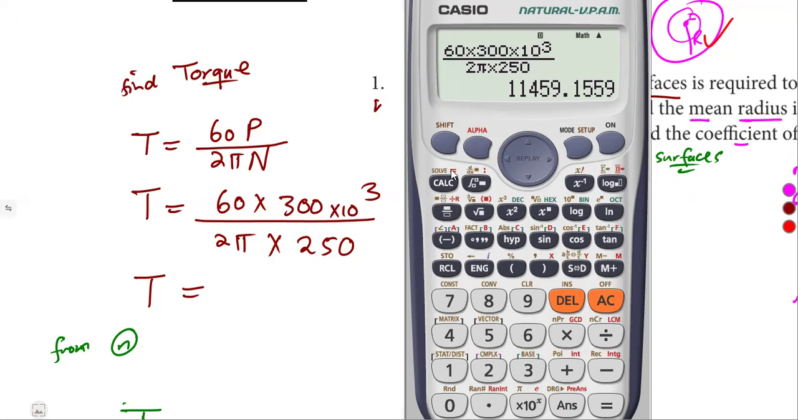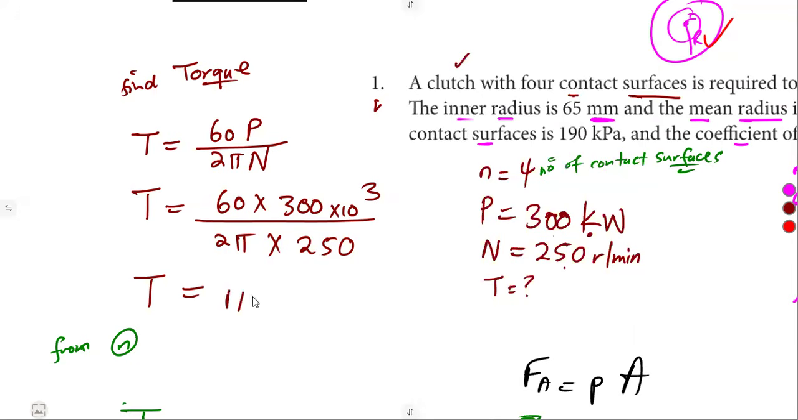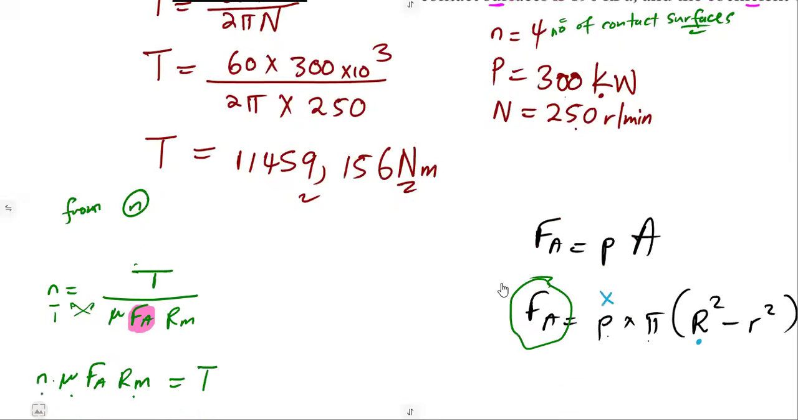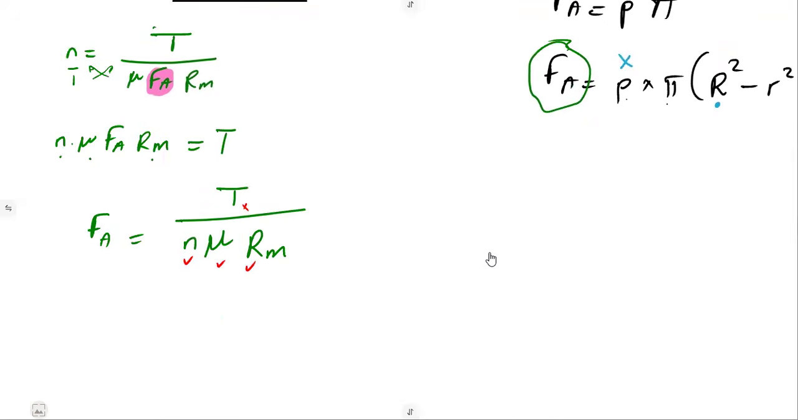You can also fix your calculator to 3 decimal places: Shift, go to the setup, then Fix, then press 3. We've got our answer, 11459.156, in newton meters. This is the part of our talk that was missing, and as we have it, we bring it back to this formula. That is fault finding in industry: you go back to the part you missed until you solve the problem.